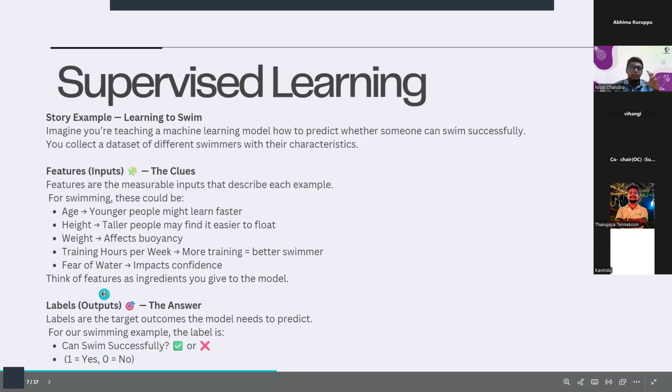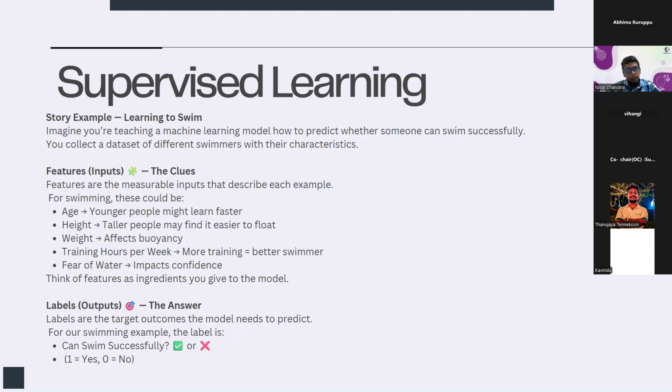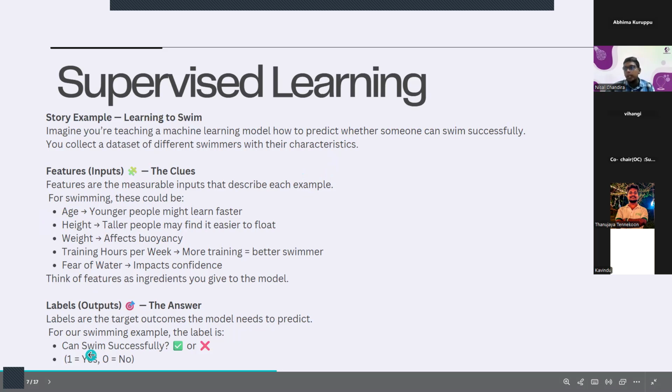Features and labels are one of the important things. If you want to solve a problem, you first need to understand what the features are and what the label is. Label means the output you want. For example, you want the value of the rainfall, and the 4 features are temperature, humidity, the temperature at 12 noon, and whether clouds are in the sky or not. These are the 4 features that we take for that problem. For this problem, age, height, weight, training hours per week, and fear of water are the features. Features affect what? The label. The label is what? Can swim successfully.